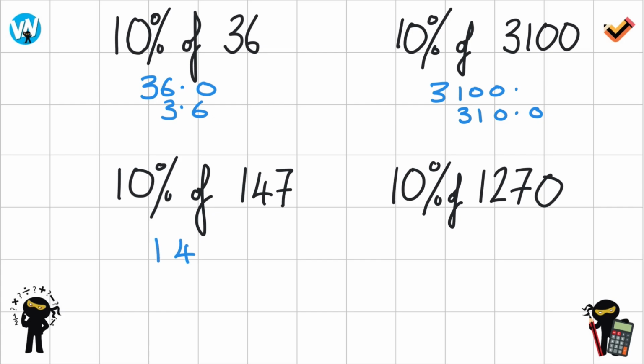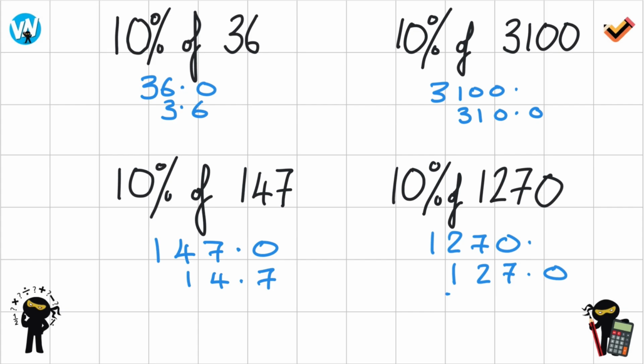Again, the next one, we've got 147.0. Let's move everything one space to the right. So we should be able to see 14.7. And again, with the final number, we should just be able to see, well, it's a 1,000 number. If I reduce everything down, divided by 10, it's going to become 127. But let's just see that. So we've got 1,270. Okay, move everything one space to the right. So we've got 1, 2, 7, 0. So essentially, it's 127. So finding 10% is very, very easy, but it is something that we must practice doing.